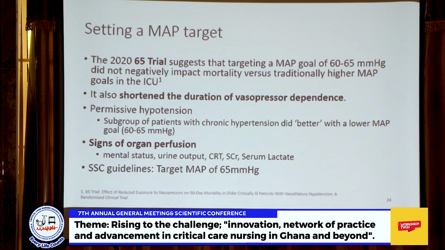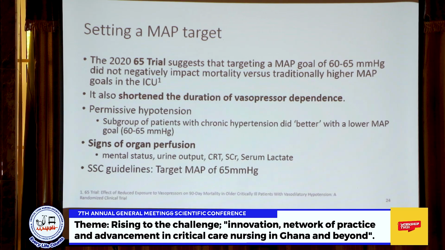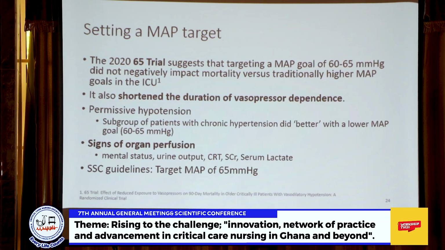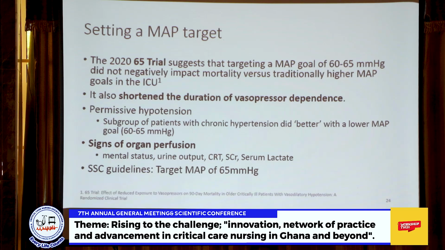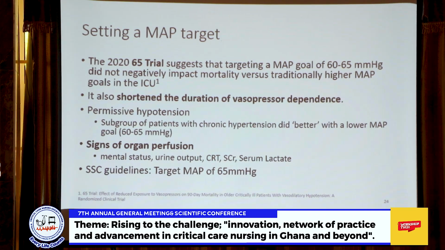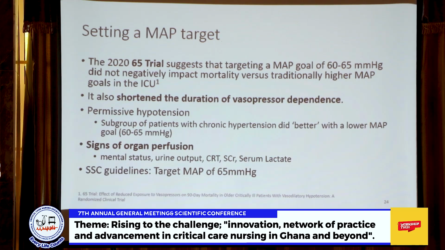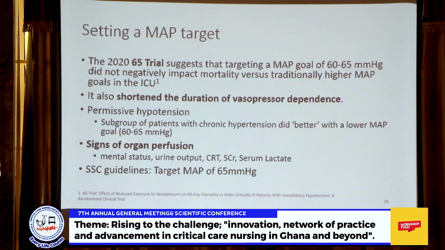And we know that the MAP is what we need for tissue perfusion, at tissue level. That's what determines tissue perfusion. Now, in this same trial, there was another group of patients who had chronic hypertension. They realized that for these patients, if we set a lower target, which we call permissive hypotension, like between 60 and 65, not above 65, these patients did better than with a higher target. Why? Because they have chronic hypertension.